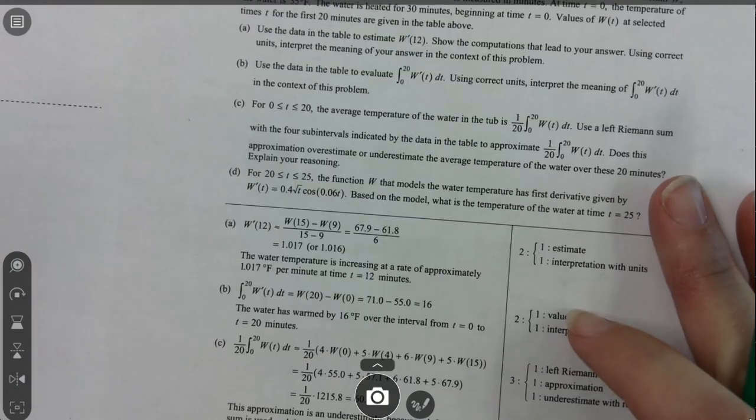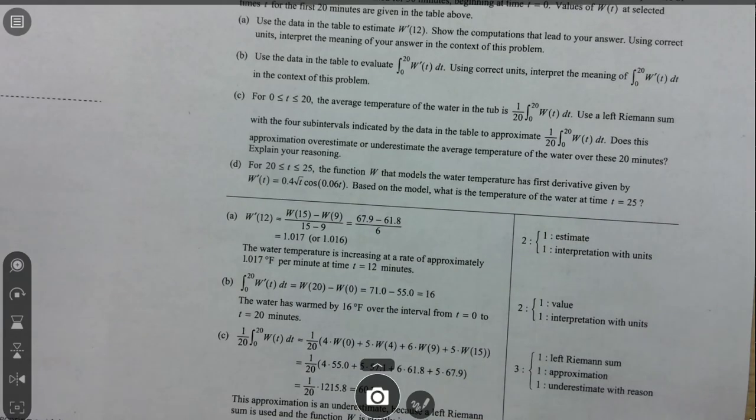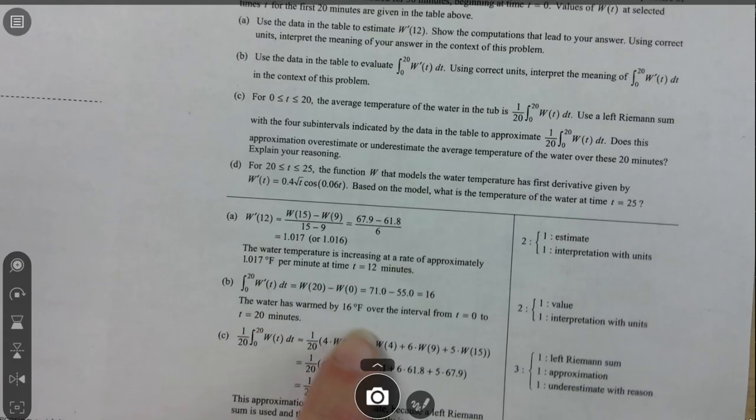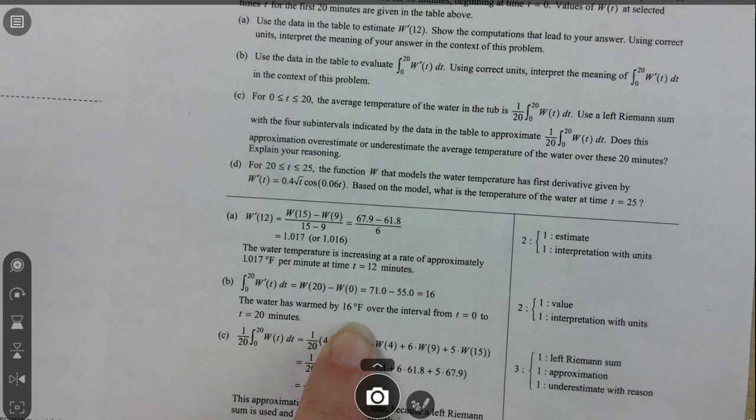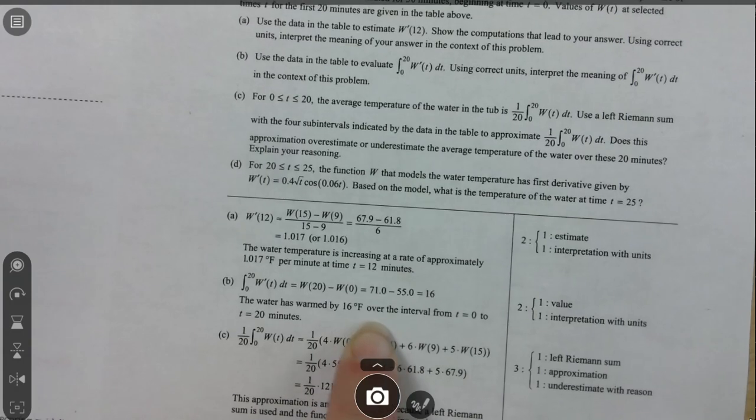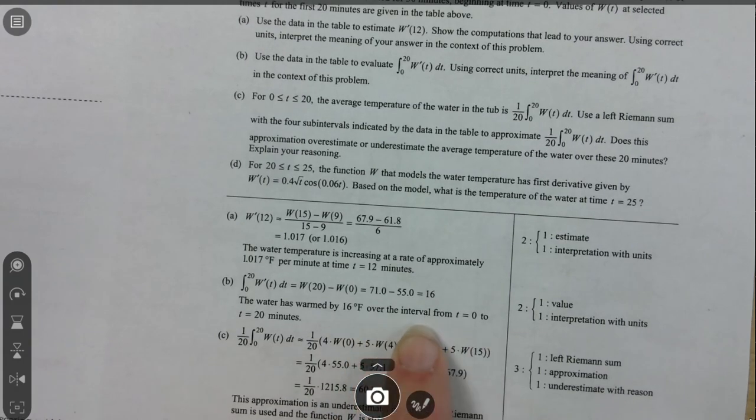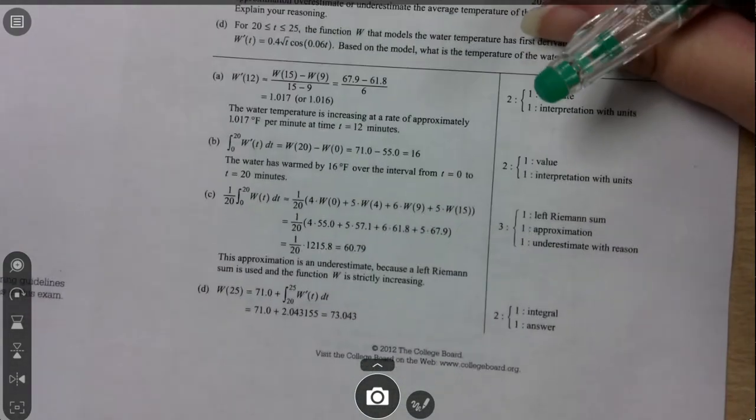Okay. Scooching down to B, use the data of the table to evaluate the function from 0 to 20. Use the correct units and interpret the meaning of this problem. So we should have gotten 16 degrees Fahrenheit, and we need the statement: the water has warmed by 16 degrees Fahrenheit over the interval from t equals 0 to t equals 20 minutes. Minutes seems to be the important bit, also in that, the degrees Fahrenheit.